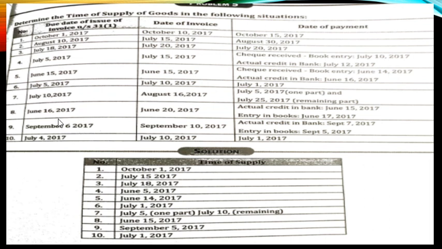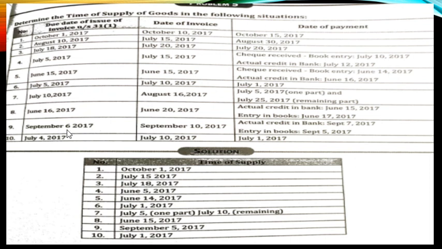Then June 16th is the date of issue of invoice. So the invoice is issued on June 16, 2017. Then the invoice date is June 20th, 2017. That is nothing but the due date, June 20th, 2017. Date of payment, actual credit in bank, is June 15, 2017. Entry in the books is June 17, 2015. So among these, the actual credit in the bank is early, which is June 15. So June 15, 2017 will be considered.